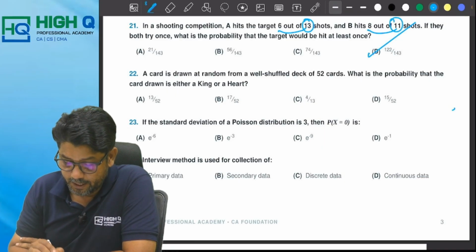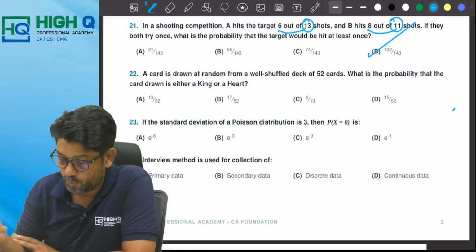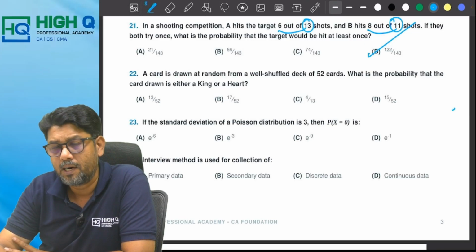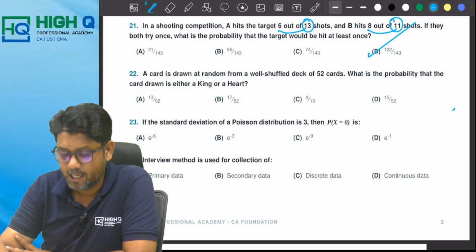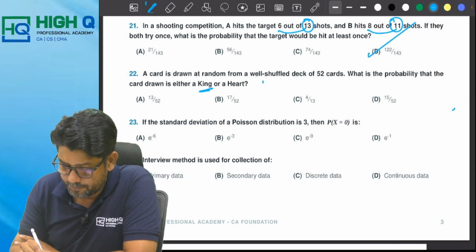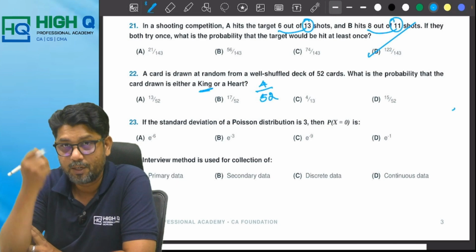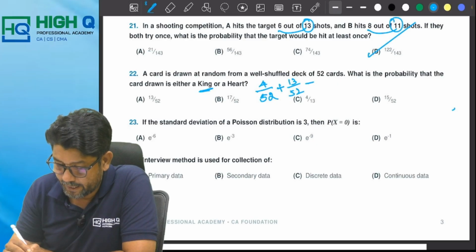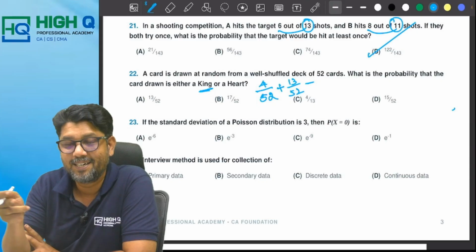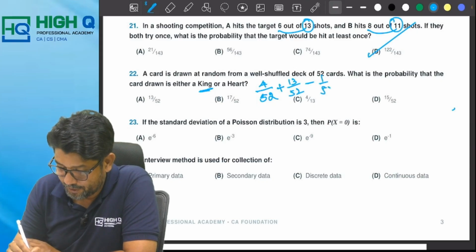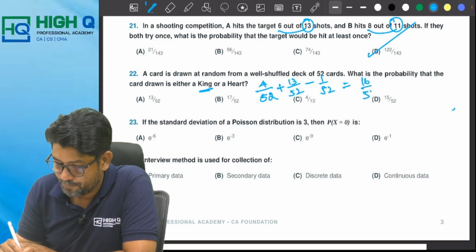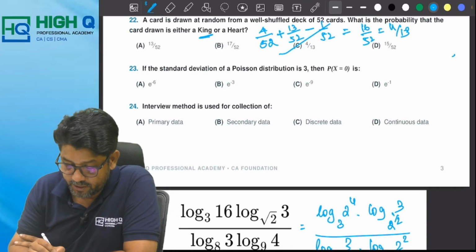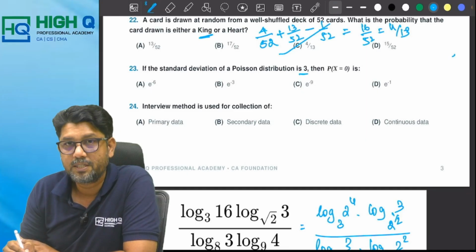Next one. A card is drawn at random from a well-shuffled deck of 52 cards. What is the probability that the card drawn is either king or heart? It can be a king card or a heart. Now look at this. King, what is it? 4 by 52 because only one card is drawn. Next, heart. What is it? 13 by 52. Next, minus king and heart. How many are there? Only one. 1 by 52. It's very simple. 16 by 52, which is equal to 4 by 13. Answer is C.